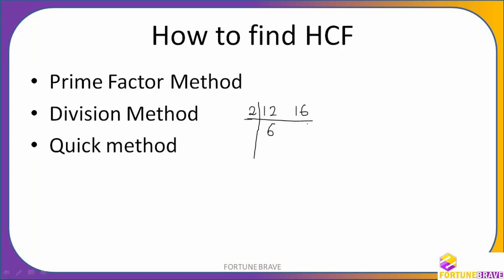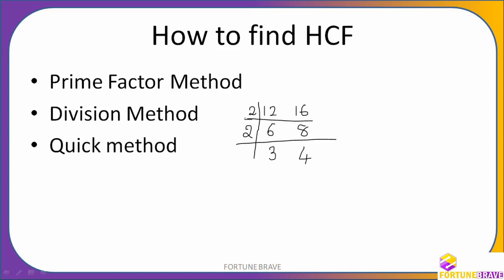2 6s are 12, 2 8s are 16. Now can any number divide both the numbers? So we can again take 2, and we get 3 and 4. Now there is no common number except 1 which can divide 3 and 4. Both methods look the same, but it depends on how you look at it.